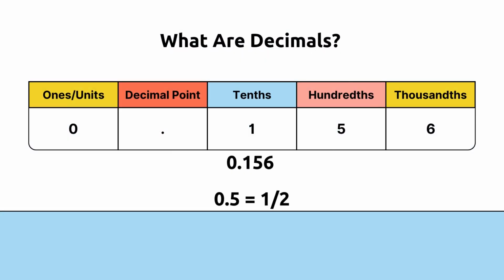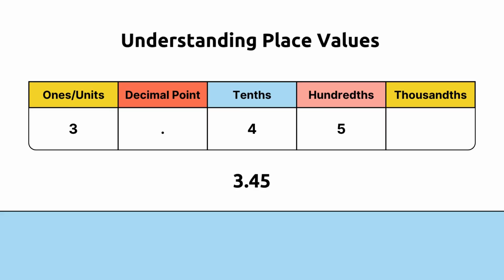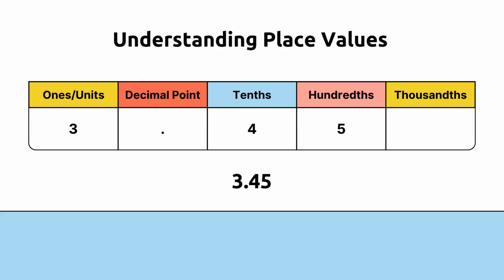A decimal is another way to show fractions, but it uses a decimal point. For example, 0.5 means half, just like 1/2. In the decimal 3.45, 3 is the whole number, 4 is tenths, and 5 is hundredths. The value of each place gets 10 times smaller as you move right.